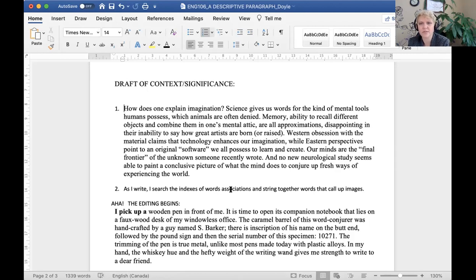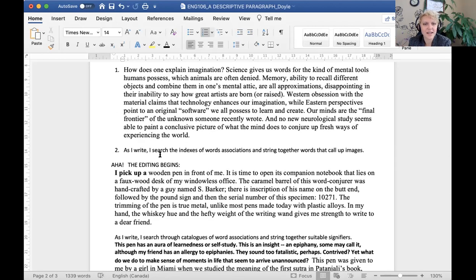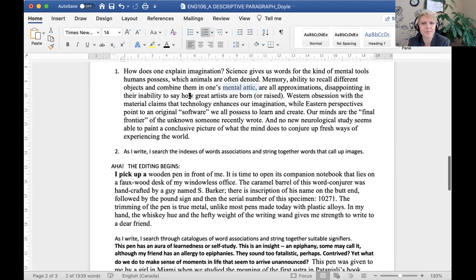So this is a draft. Not all of it will go into my own descriptive ephemeron, but as I write all this, I begin to think about the kind of word associations, the kind of figurative language that I just produced and why, right? So for example, mental attic, as a reference to whatever it is that we think our neurons are as a bundle in our brain.